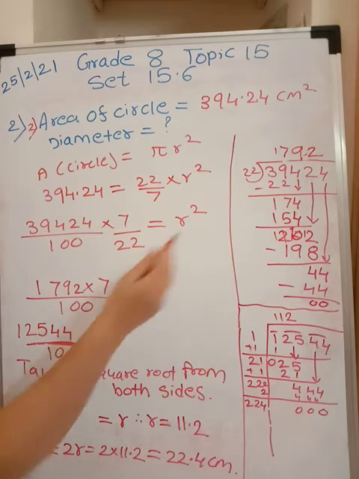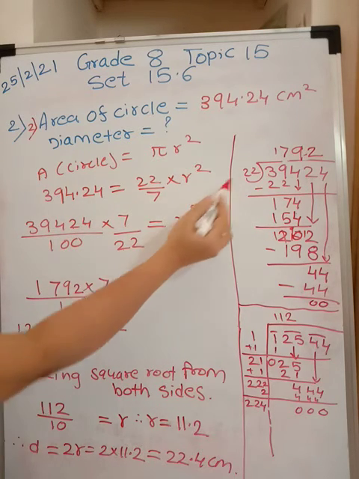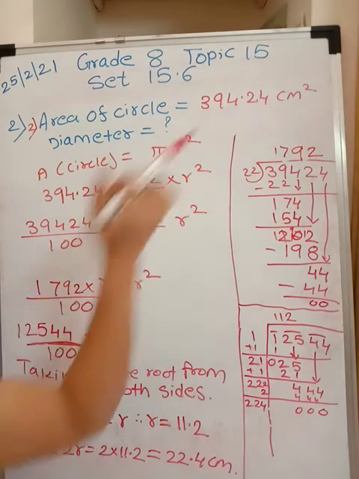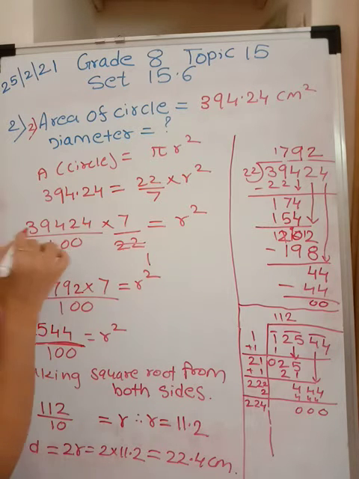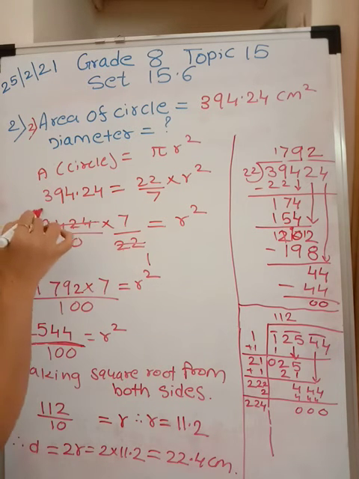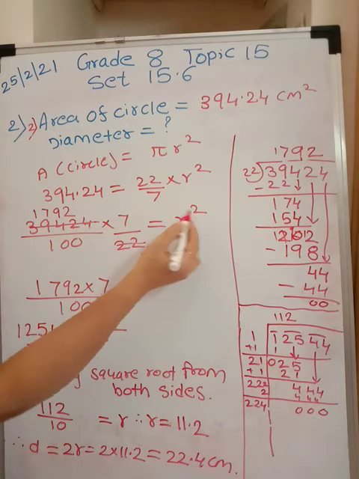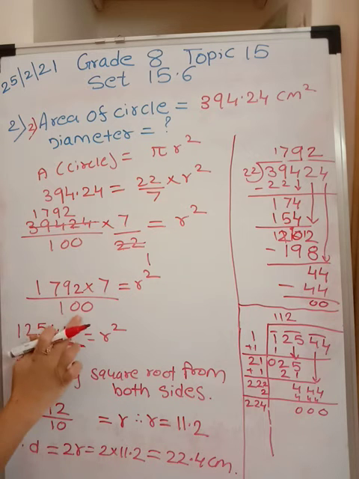Now see, if you carry out division, 39,424 divided by 22, I have done it over here, you get 1792 as a quotient. So 22 ones are 22, and 22 1792s are this much. So we got r square as 1792 into 7 upon 100.